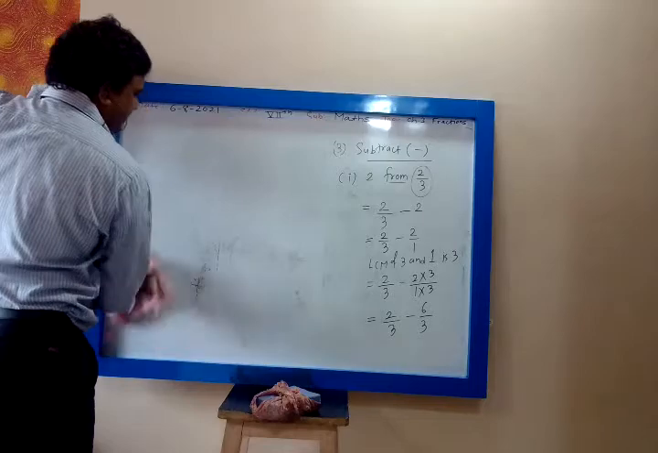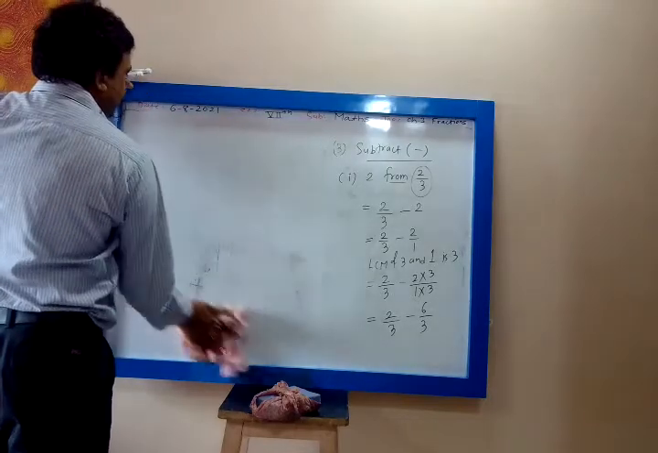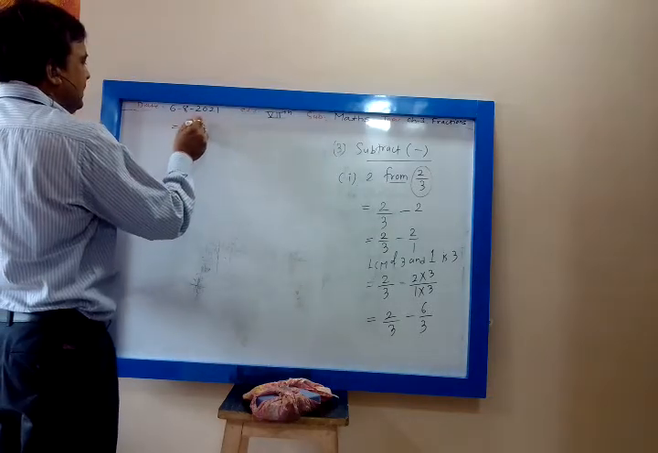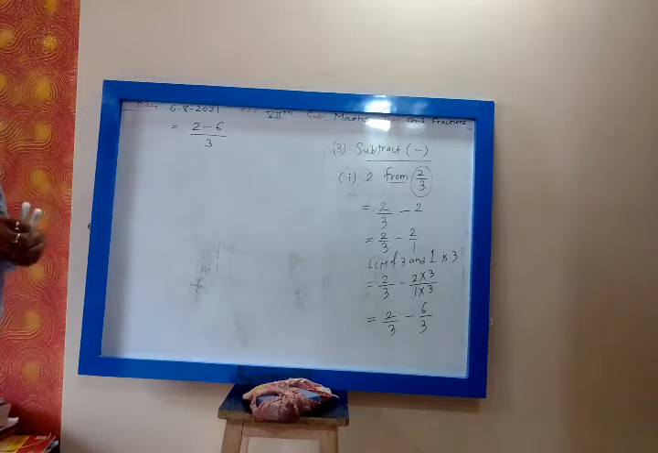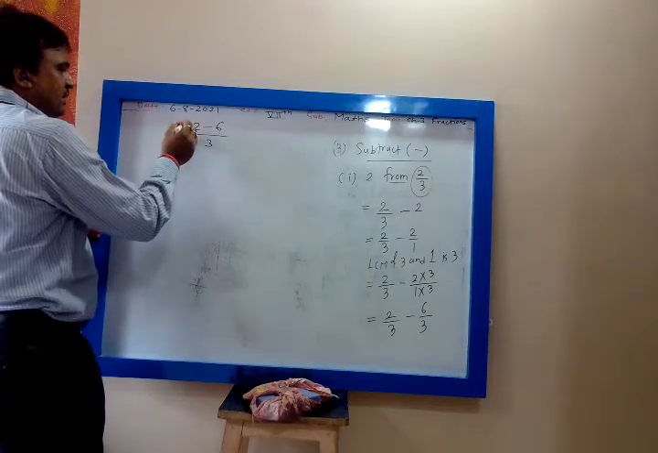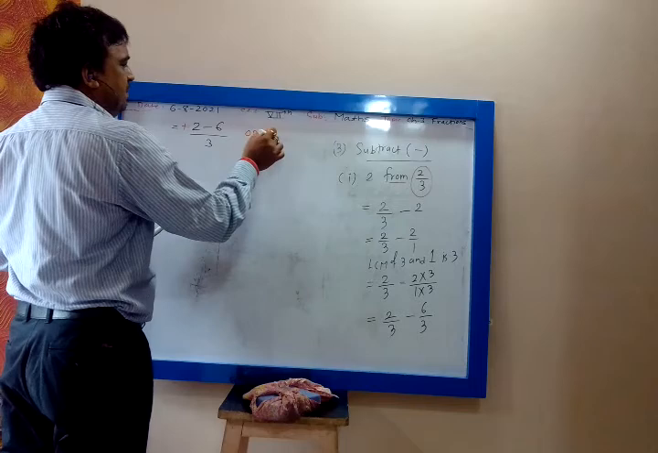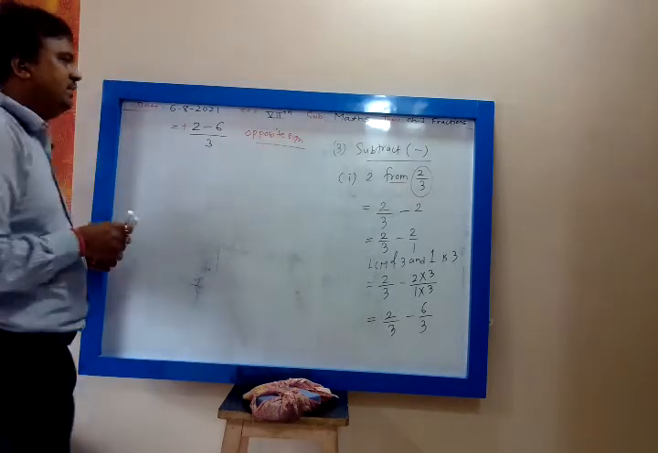Now denominators are equal, so we can simplify the numerator. So that will be 2 minus 6 upon 3. Now what is the sign of 2? Plus. What is the sign of 6? Minus. Opposite signs. Whenever they have opposite signs, you have to subtract.